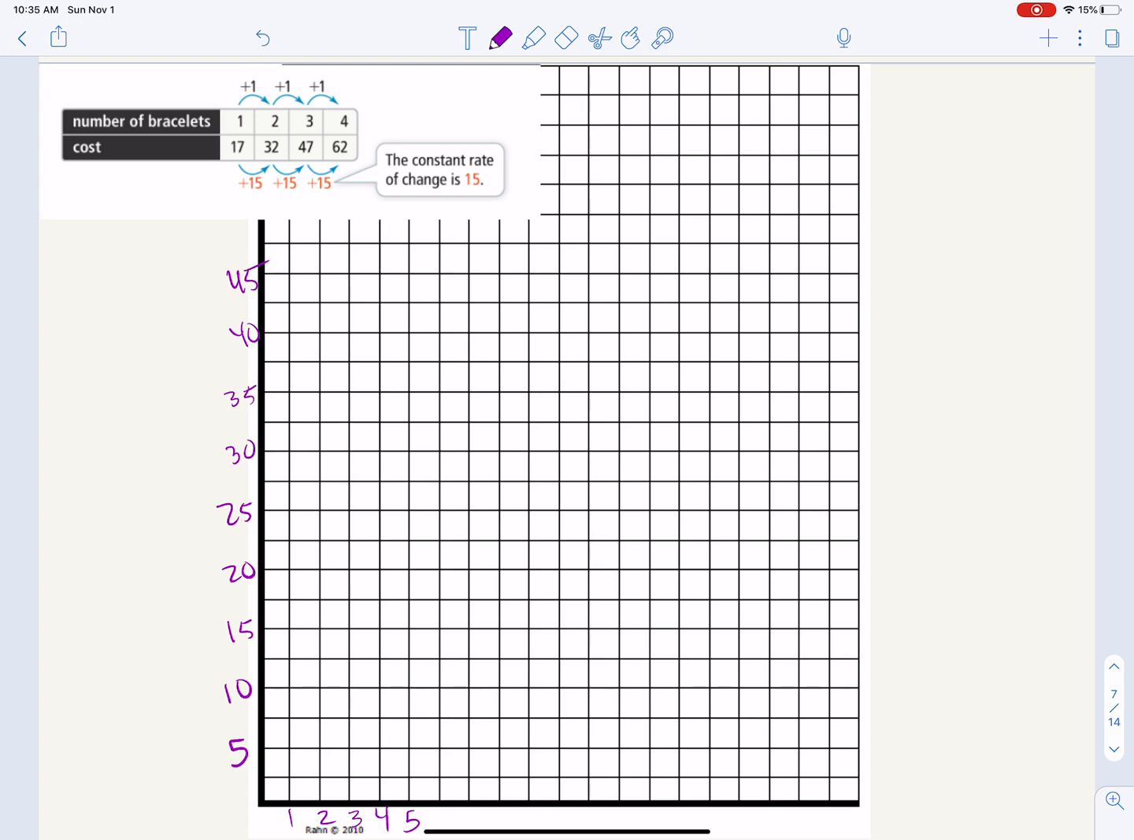All right, so at 1 I'm at 17, so that would be just a little under 17.5. At 2 I'm at 32, which would be a little under 32.5. At 3 I'm at 47, which is a little under 47.5. Okay, and then 4 goes off the screen. It'd be somewhere up in here, and I'm not going to approximate that. So now I'm going to take a straight edge, and I'm going to make a line.